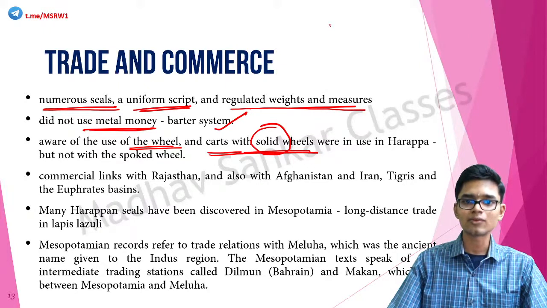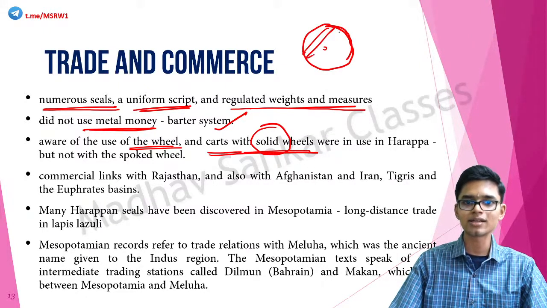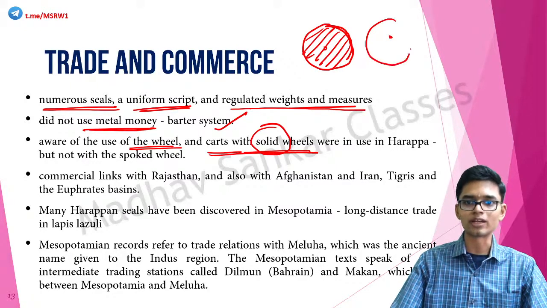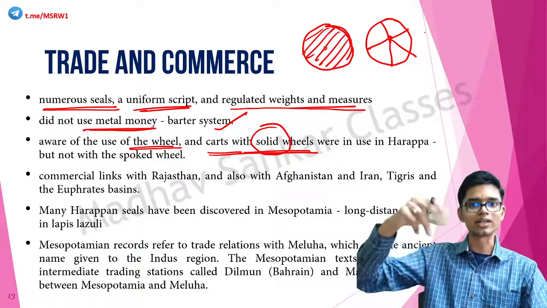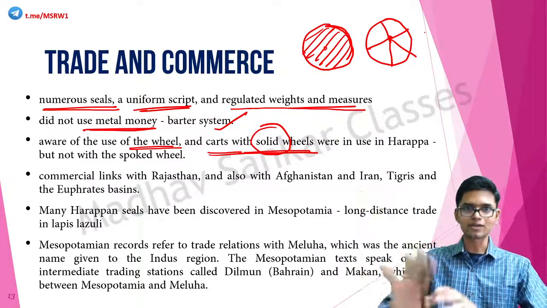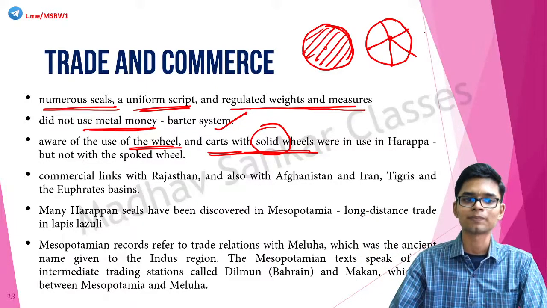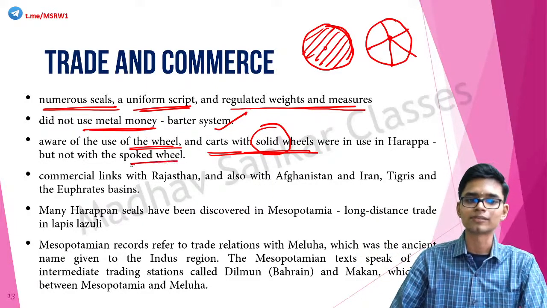Solid wheel means what? It's a complete wheel. The whole thing is like a disc. It is not like the modern day spoked wheel. In modern days we have wheels like this, which are known as spoked wheels. Otherwise, it is completely covered. So we have carts with solid wheels from Harappa, but not spoked wheels.